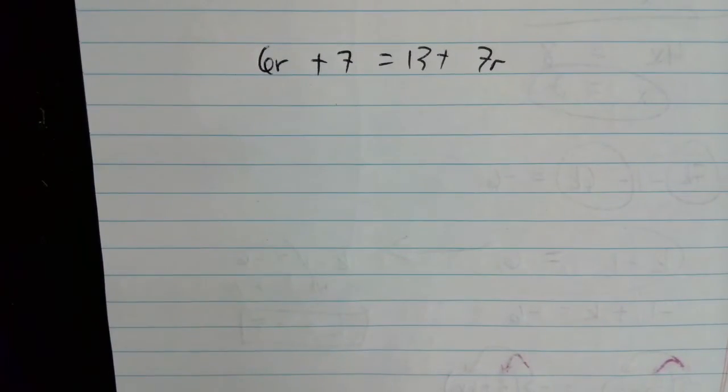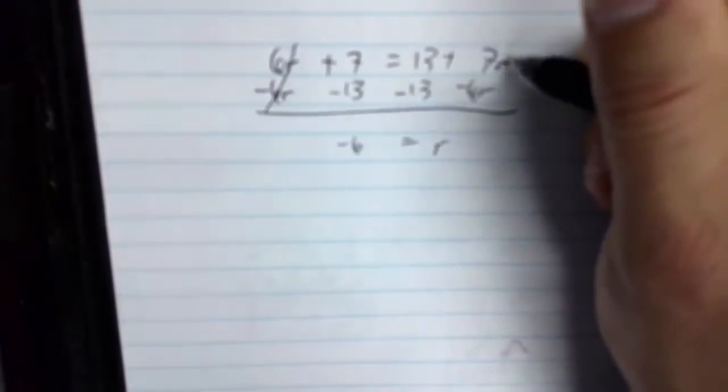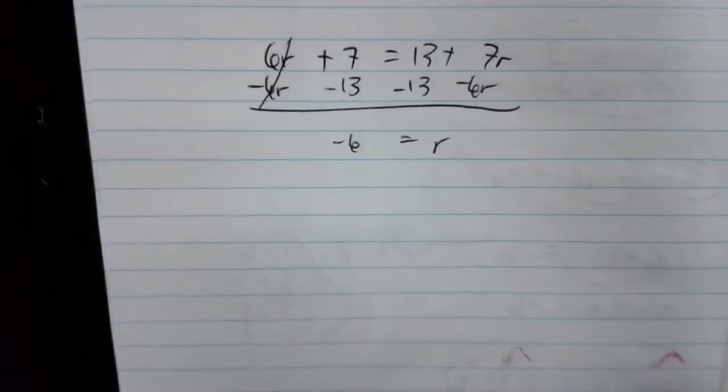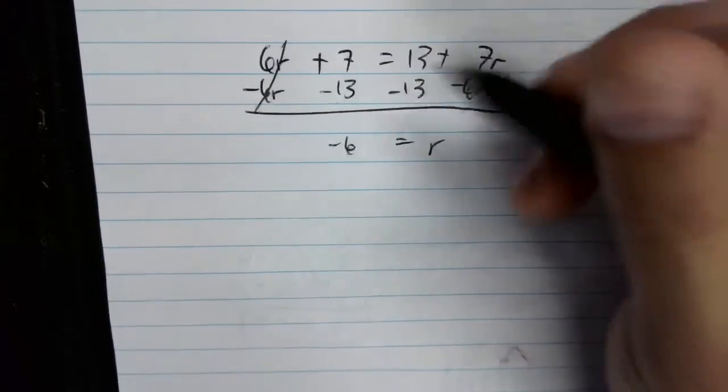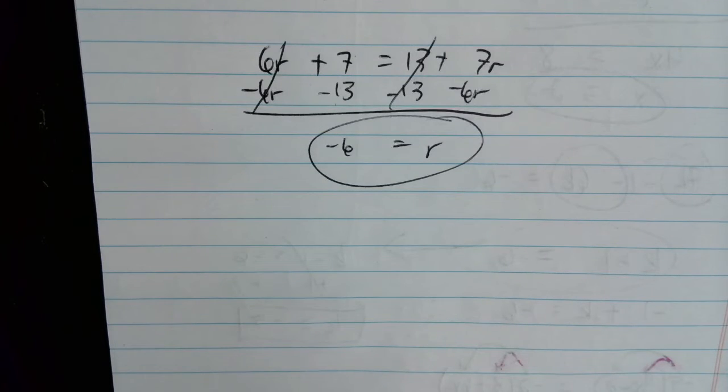So writing this one, 6r plus 7 equals 13 plus 7r. So we'll move all of our r's, I'm going to move it to the right, because I'll still get the same answer as you if you did everything else correctly. And then I'm going to move the 13 over here. 7r take away 1r is just r. 13 cancel, 7 minus 13. There it is. Okay?